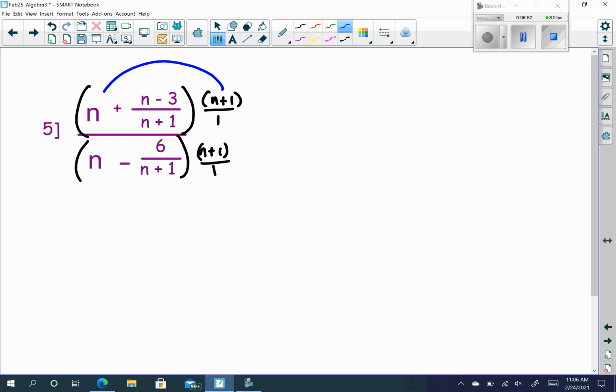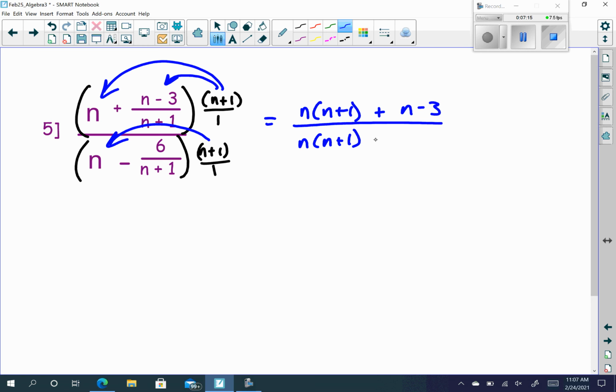So as I go to distribute here, that's first going to give me n times n plus 1, no fraction here, plus, now I am going to just kind of skip ahead to this step. If I multiplied n plus 1 by this fraction, the n plus 1's are gone, and I'm just left with n minus 3. Same thing in our denominator. N times n plus 1 goes first. Minus, though, the n plus 1's will cross out, and then we just have a minus 6.